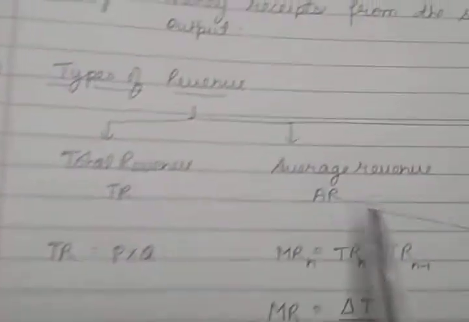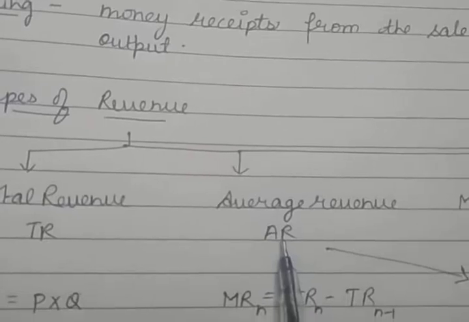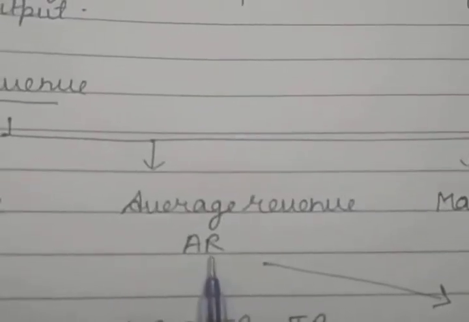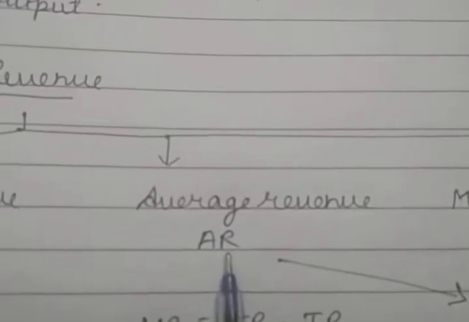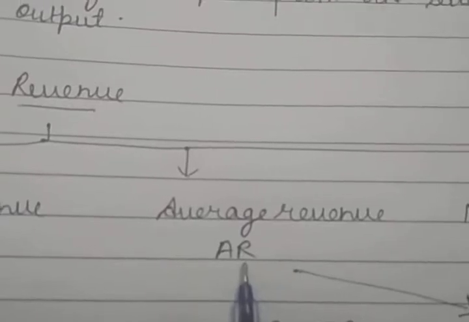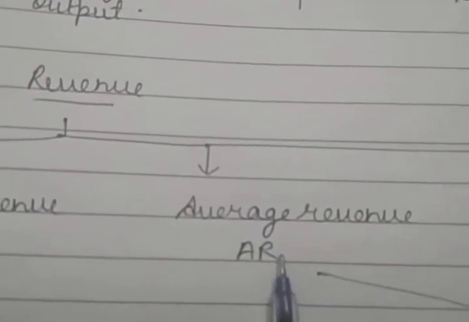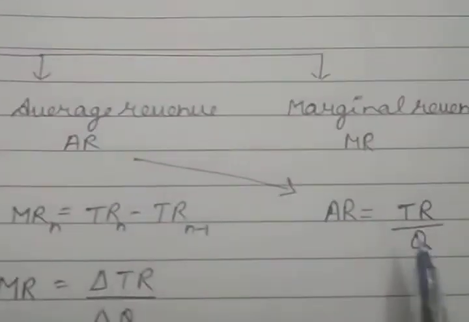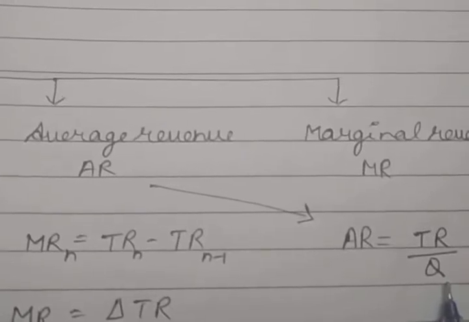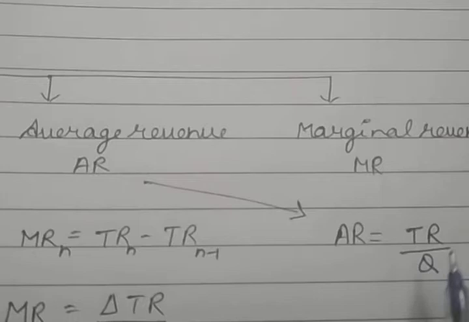Okay, now the next one is AR, that means average revenue. AR is equal to the total revenue divided by the number of units of the product sold, or AR is the revenue earned per unit of the product sold. So we can calculate AR by dividing TR by Q. That means AR is the revenue per unit of output sold. AR equals TR upon Q.